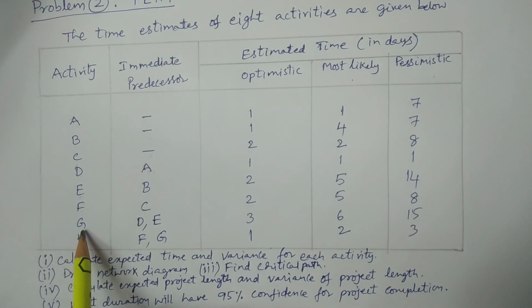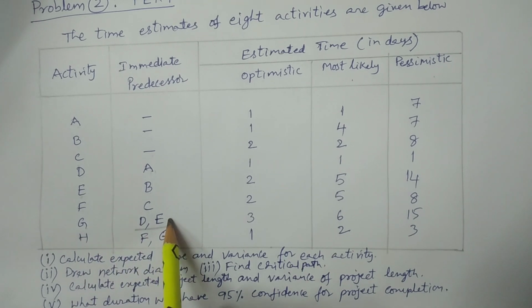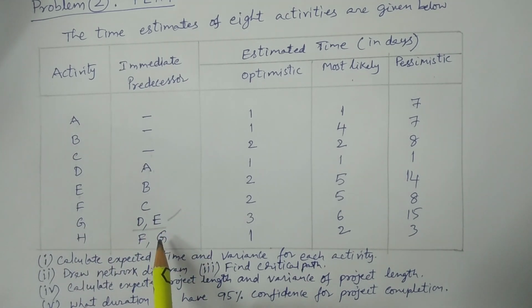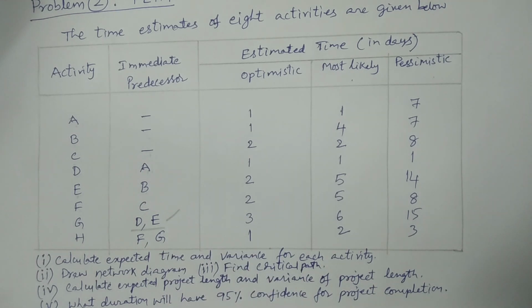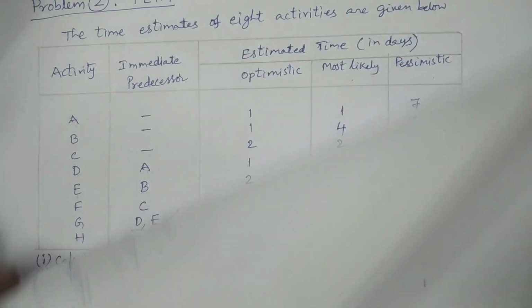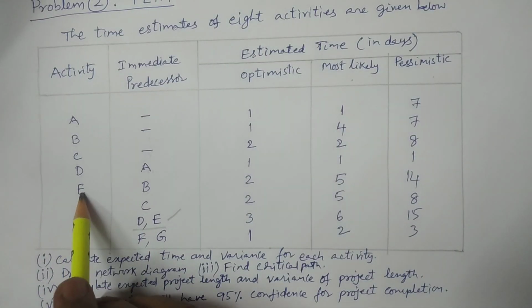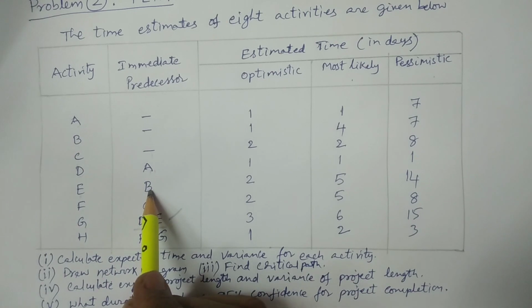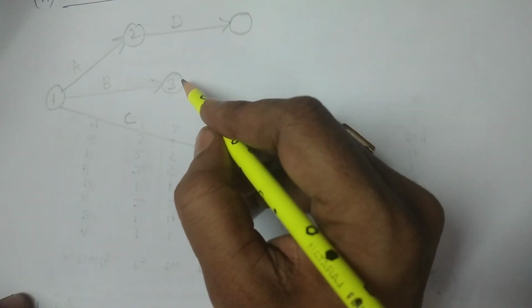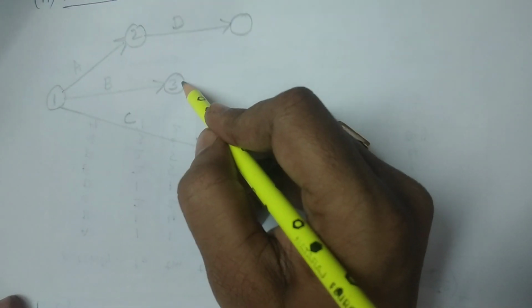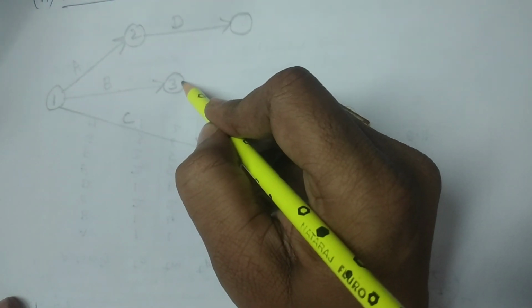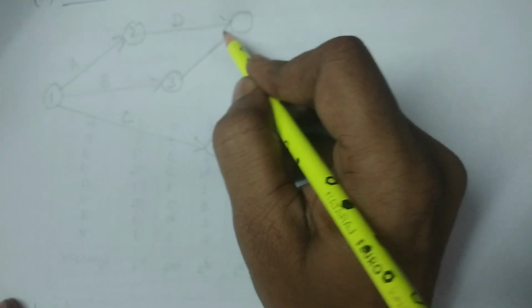Okay, and before G, the two predecessor activities D and E must exist. Therefore, you have to draw it so that before G, D and E should be finished. But if you see here, E should be started after activity B. After B, E should be started. So I am joining the D and E activities like this.